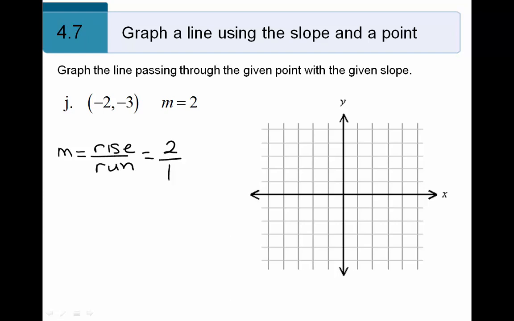2 over 1. So my point was -2, -3. And then I can just rise 2, run 1. And that's it. I don't know that you'll need any more points. Rise 2, run 1. I'm just doing additional points so you can see the nice line that forms.